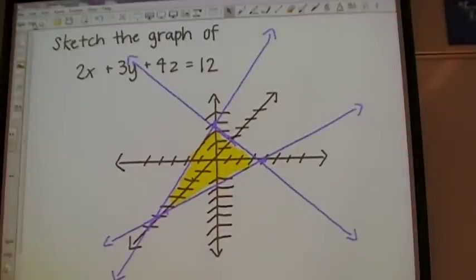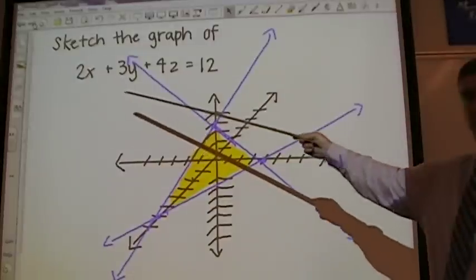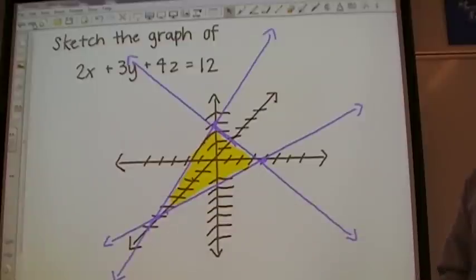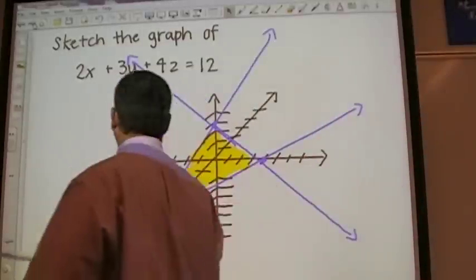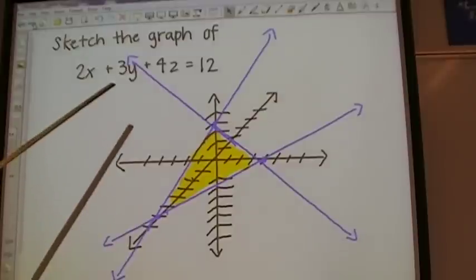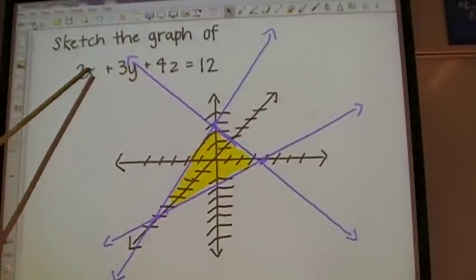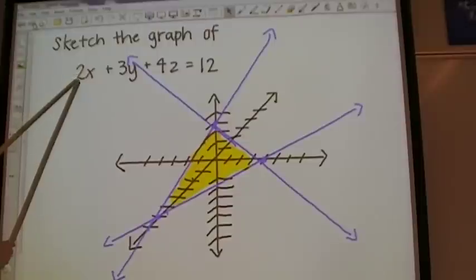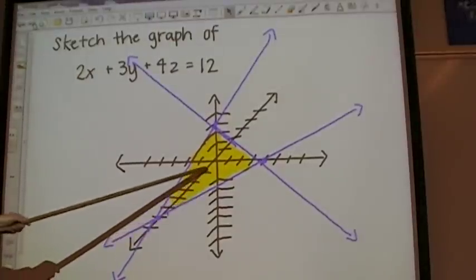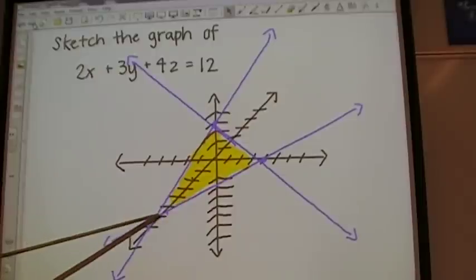Sketch the graph of 2x plus 3y plus 4z equals 12. All I have to do, this is in standard form. All we have to do is find the x, y, and z intercepts. Remember, to get the x-intercept, what are your y and z values? 0. So we can basically ignore this and solve for 2x equals 12. So what's your x-intercept? 6. So you put a point at 6 on the x-axis. 1, 2, 3, 4, 5, 6.